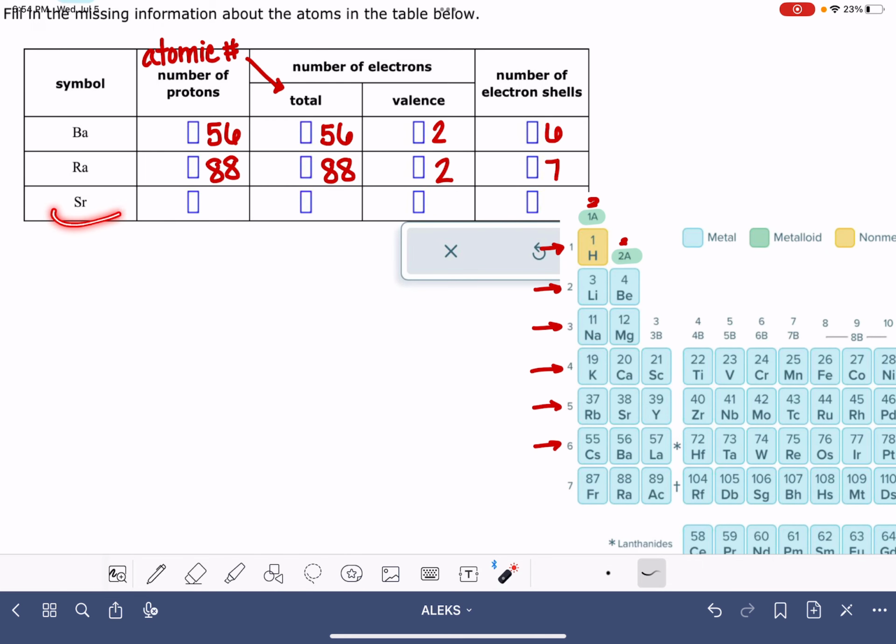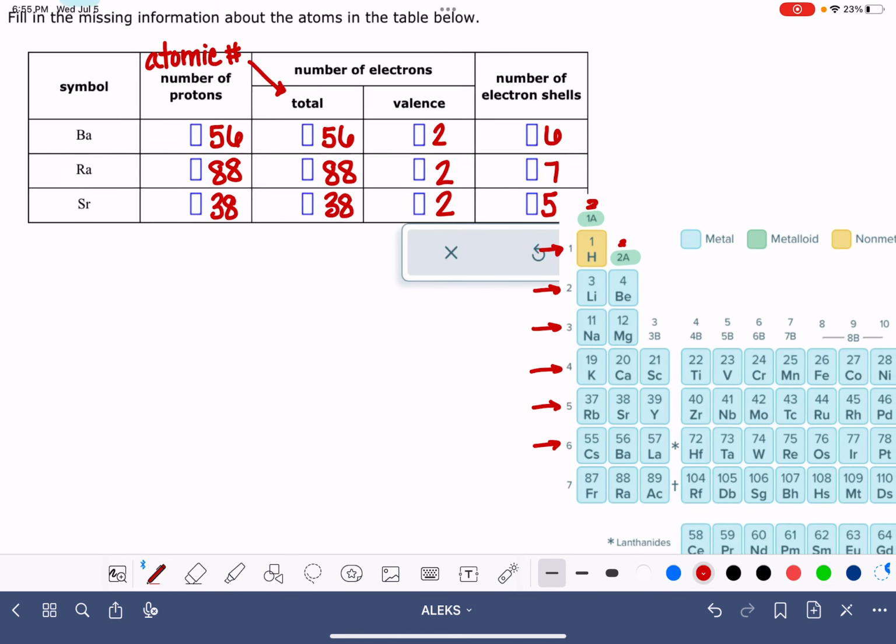Last but not least, strontium, that's right here. This one has an atomic number of 38, which means that it has 38 protons and 38 electrons. It's in the same column, so it has 2 valence electrons. It is in period 5, which means it has 5 shells.